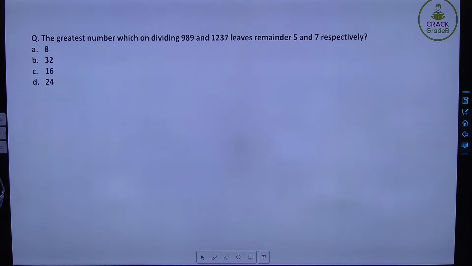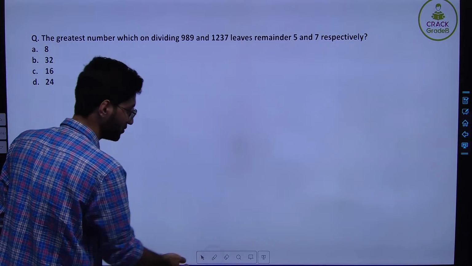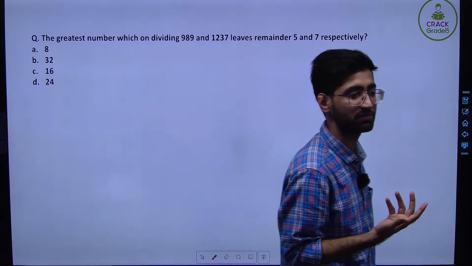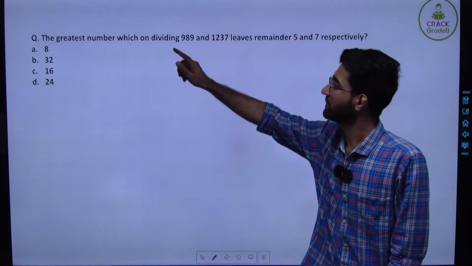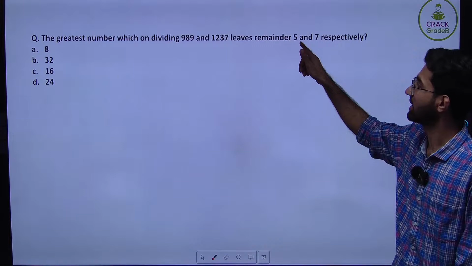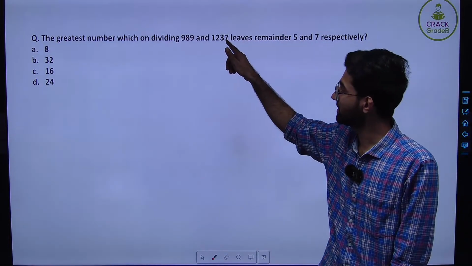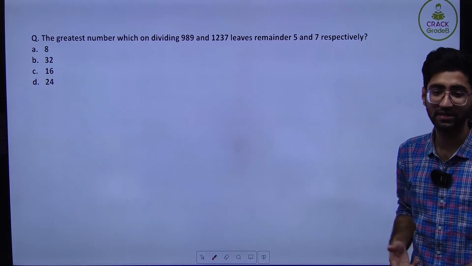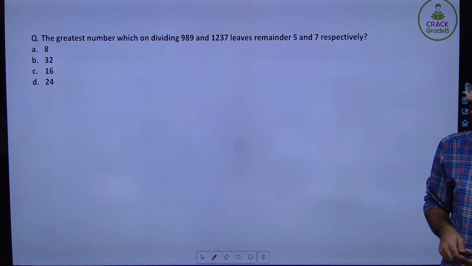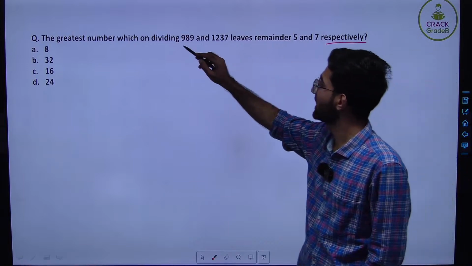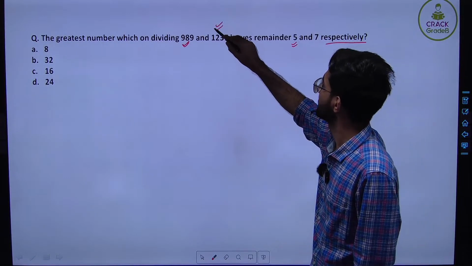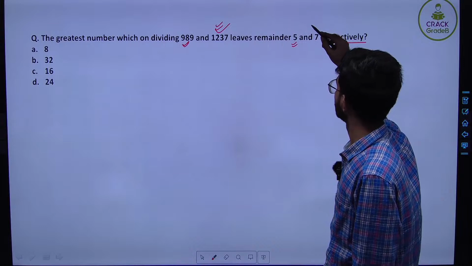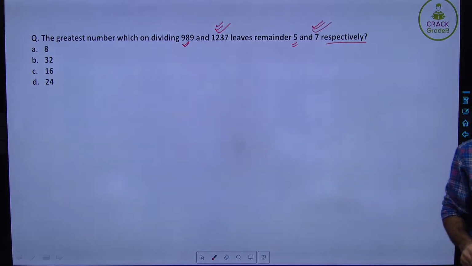Now try to answer this question. Again, you can use options, or you can follow the basic approach. The greatest number which, on dividing 989, leaves remainder 5, and on dividing 1237, leaves remainder 7. Are you able to understand? See, respectively means that if that greatest number divides 989, it leaves remainder 5, and if that greatest number divides 1237, it leaves the remainder 7. You can use options, or you can even use the basic approach.